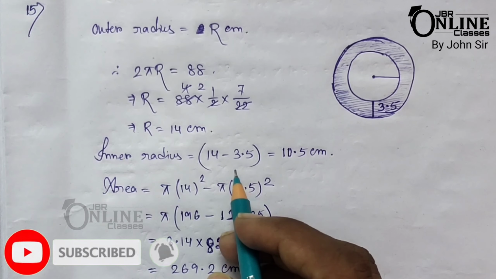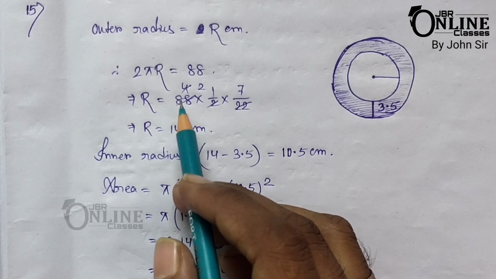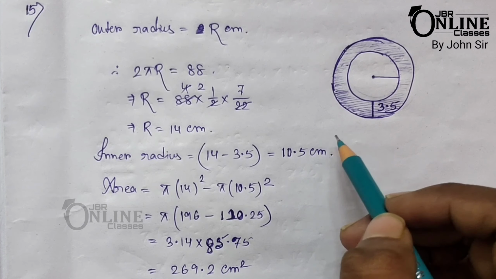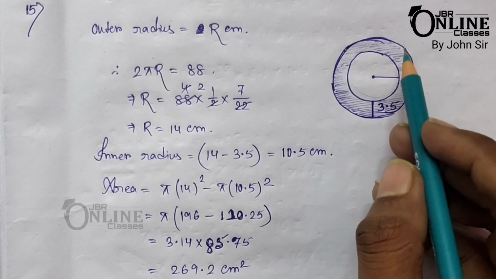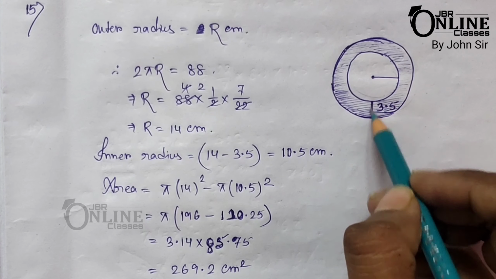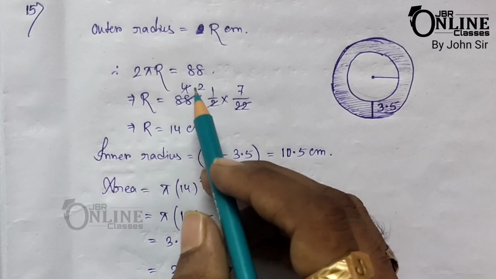So here sum number 15, a circular path is enclosed by 2 concentric circles, the first one and the second one. If the outer circumference of the path is 88 centimeter and the uniform width of the path is 3.5, find the area of the path.